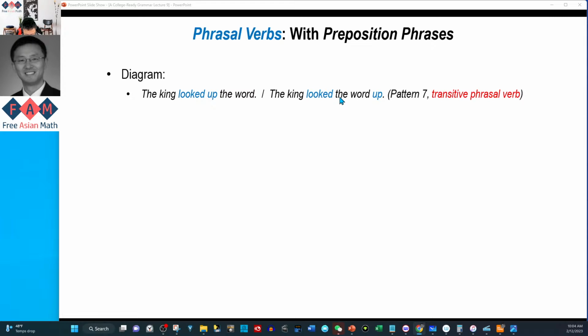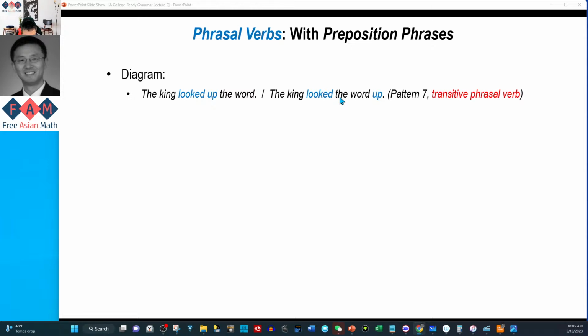Let's just look at those two sentences. The king looked up the word. The king looked the word up. The two sentences actually mean exactly the same thing. And look up here is actually an idiomatic usage. Up here has no meaning like the original meaning of up, meaning upward, right? Or on top of something. But here, look up really means you try to search in a dictionary, look up the word. So look up is really an idiom. It's a phrasal verb.